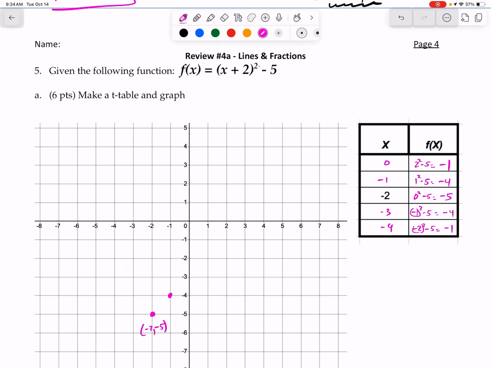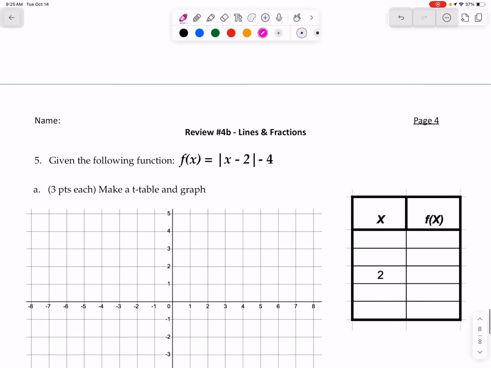And then we have a point there at negative 1, negative 4. And then another point at 0, negative 1 here. And matching points on this side at negative 3, negative 4. And negative 4, comma negative 1. So this is a parabola that looks roughly like that. There we go. Done.